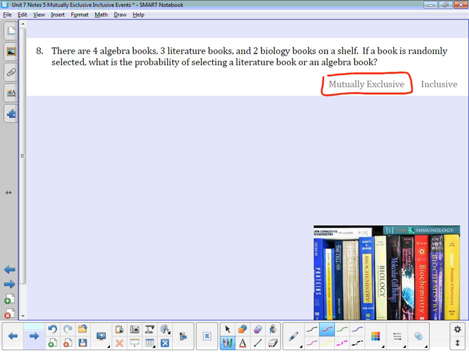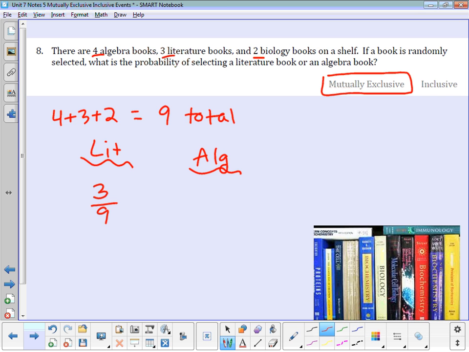Since they are mutually exclusive, I just need to look at my 2 probabilities and add them together. So first of all, there's 4 plus 3 plus 2 books. That's 9 books total. The probability of selecting a lit book would be 3 out of 9 total. The probability of selecting an algebra book would be 4 out of 9. And again, these are mutually exclusive. Nothing is in both categories, so I just add them together. 3 out of 9 plus 4 out of 9 is 7/9. Can't be reduced, so that's my probability, 7 out of 9.